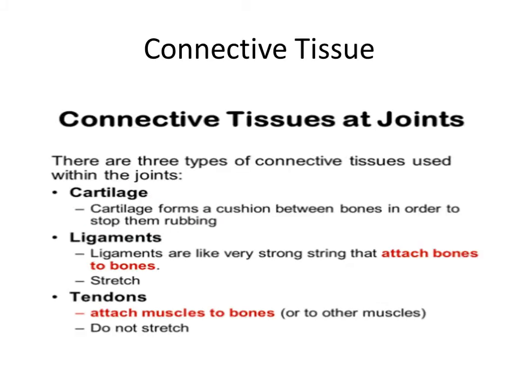Connective tissues at joints. There are 3 types of connective tissues used within the joints. First one is cartilage, second one is ligaments, and third one is tendons, all right? So what is cartilage? Cartilage forms a cushion between the bones in order to stop them from rubbing. Ligaments are like very strong string that attach bone to bone, and they are stretchable. Tendons are the ones that attach muscles to bone, or also to other muscles. These do not stretch.